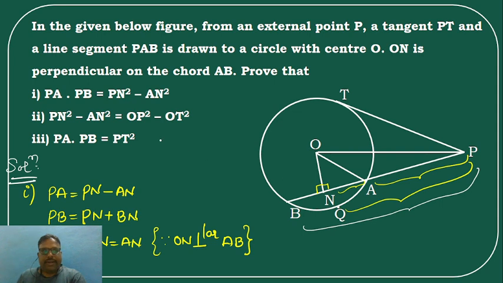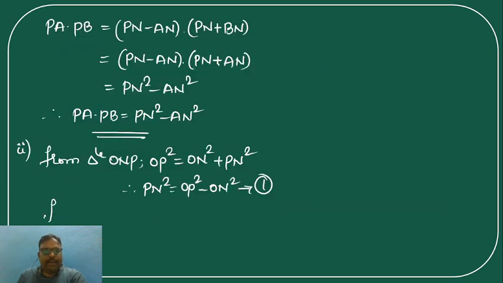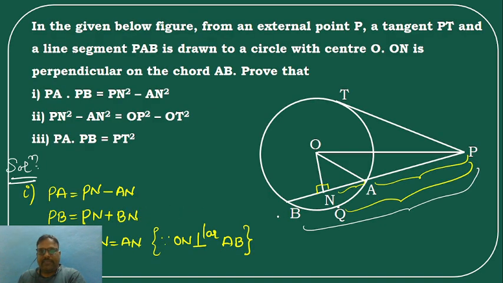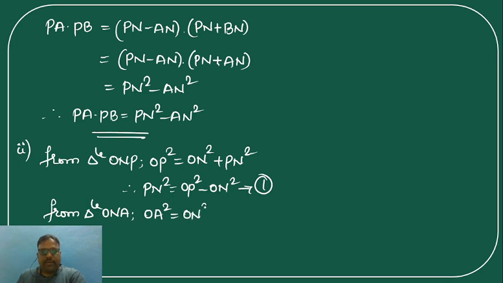Similarly, we will take out one more triangle. See, we want AN here. To get this AN, the triangle which is related to that is ONA. So from triangle ONA, right? OA square is equal to ON square plus AN square. Therefore AN square becomes equal to OA square minus ON square. Let us name this as equation 2.